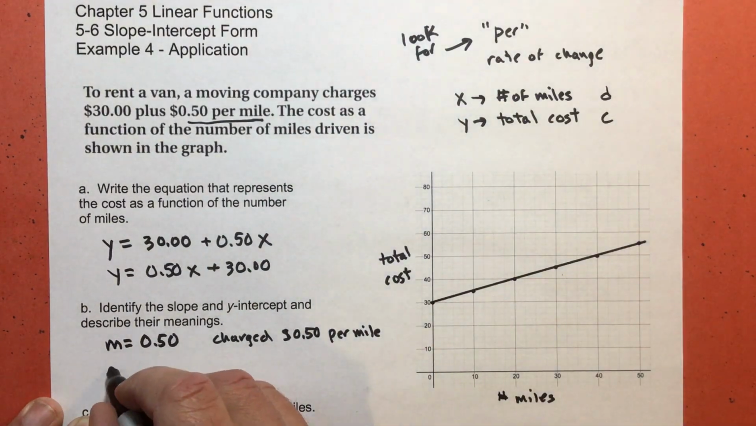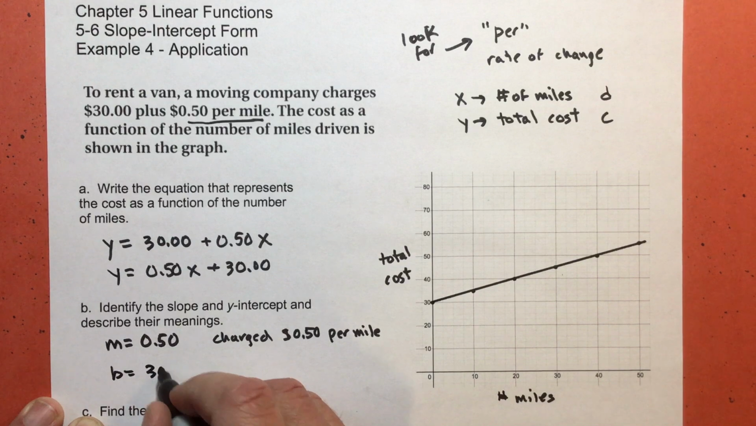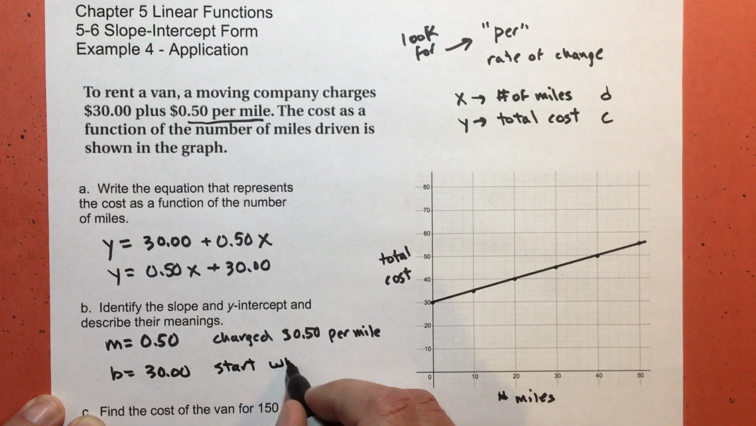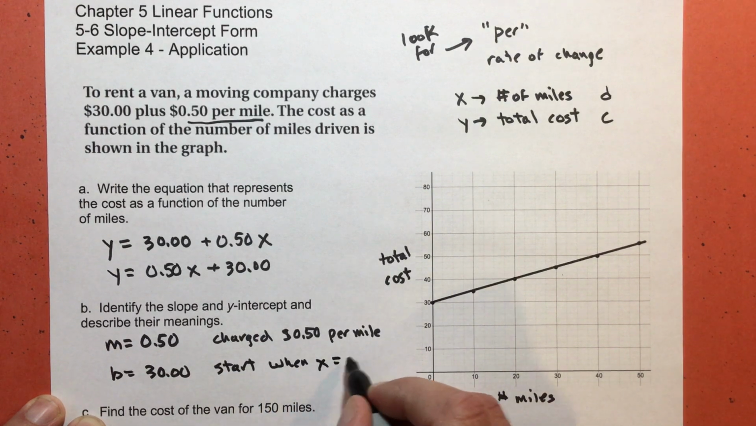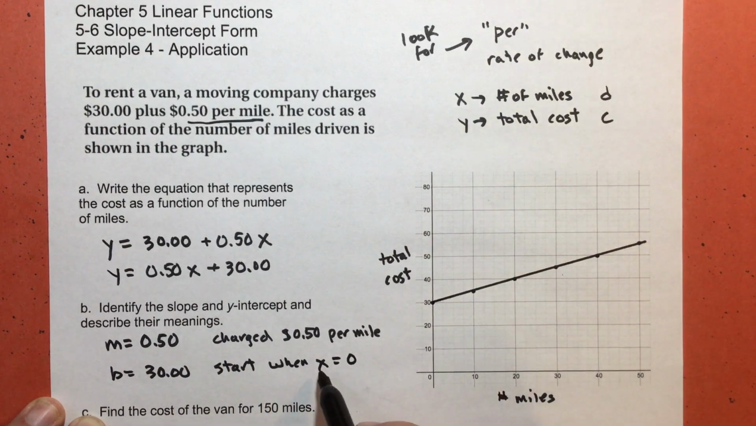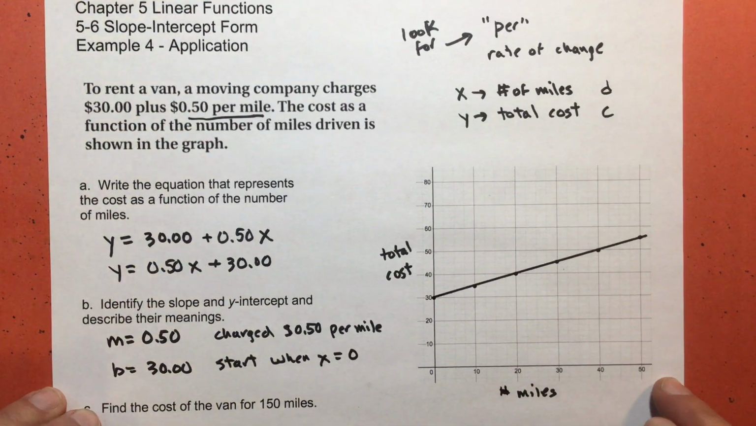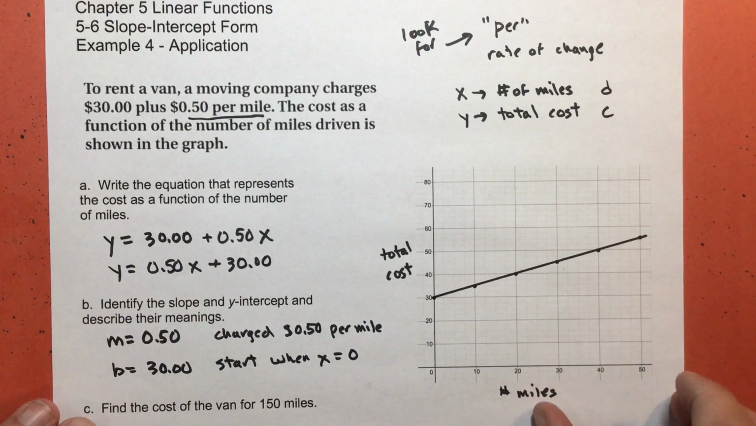My y-intercept is 30. This is where you start when x equals 0. In other words, when the distance is 0, you have not driven the truck. You haven't moved it anywhere. You're already going to get charged a flat fee of $30. Okay? So now this is my graph that shows that.